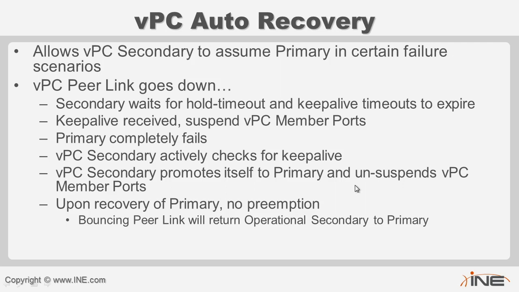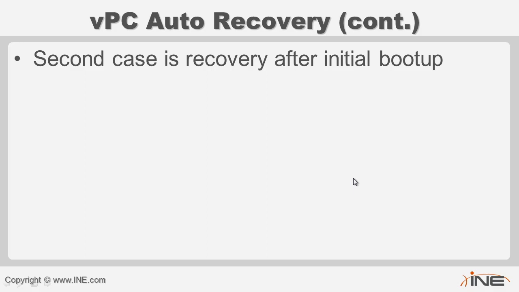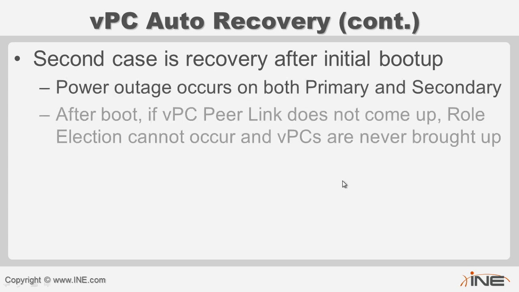Now, there's also a second situation that auto recovery is going to help us with here, which is if there is a power outage in the data center, so we have the two vPC peers, either the 7Ks or the 5Ks, both of them, either they reboot or the power goes out and then they're coming back up. Now, once the initial boot up occurs, if the vPC peer link does not come up, we cannot do the initial election to figure out who is the primary device and who is the secondary device. So it means that the virtual port channels are never brought up in the first place. So in this case, nothing is working in the data plane because the peer link went down.